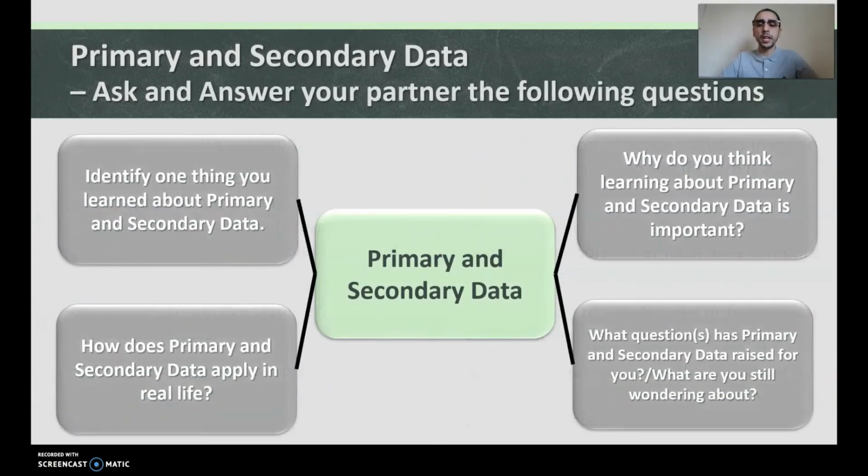And that's primary and secondary data. Identify one thing you learned about primary and secondary data. Why do you think learning about primary and secondary data is important? And how does this apply in real life? Where in the world do we see primary or secondary data?